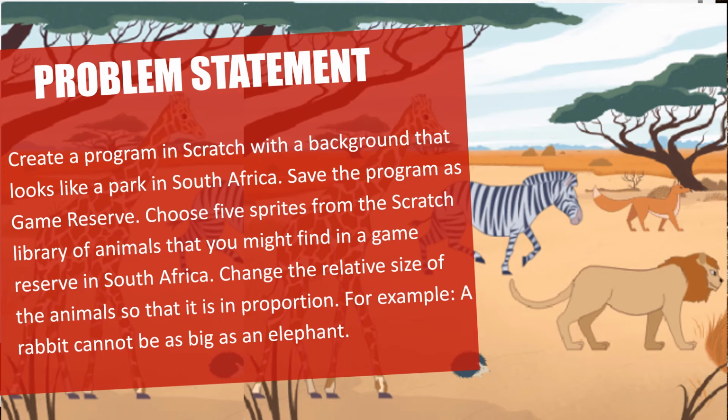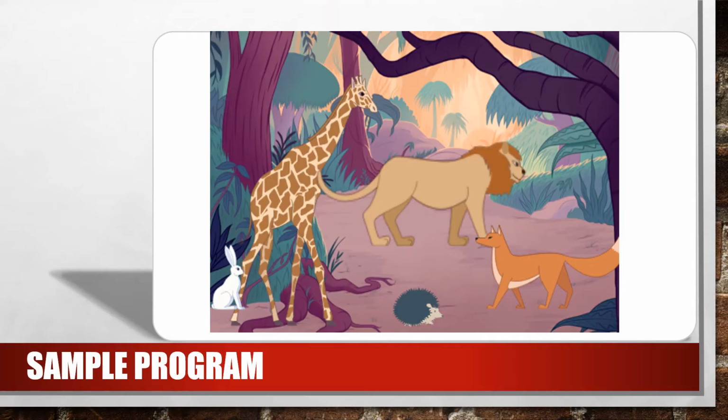Create a program in Scratch with a background that looks like a game park in South Africa. Save the program as Game Reserve. Choose 5 sprites from the Scratch library of animals that you might find in a game reserve in South Africa. Change the relative size of the animals so that it is in proportion. For example, a rabbit cannot be as big as an elephant. Save all the changes when you're done. Here is an example of what your program might look like.